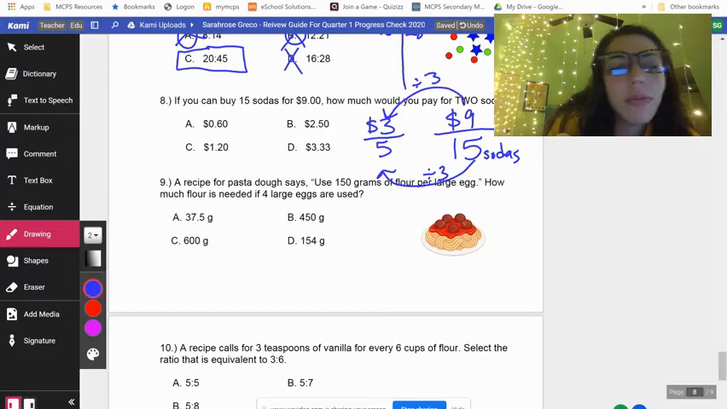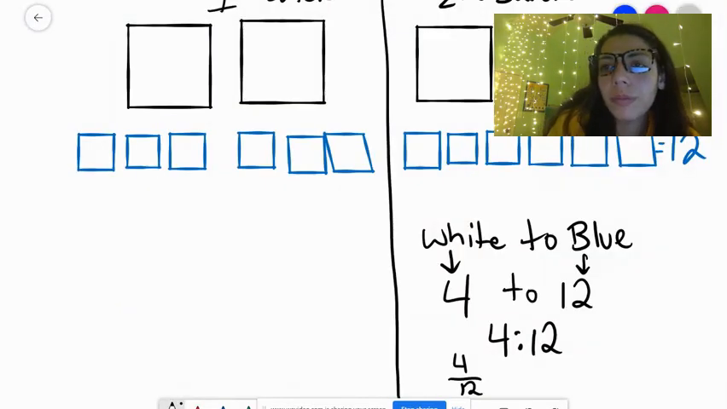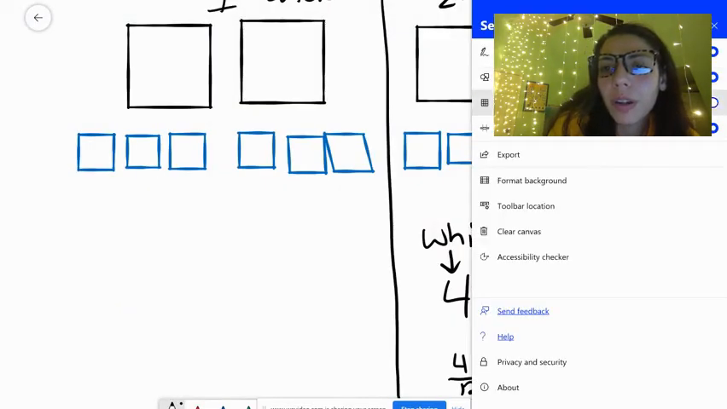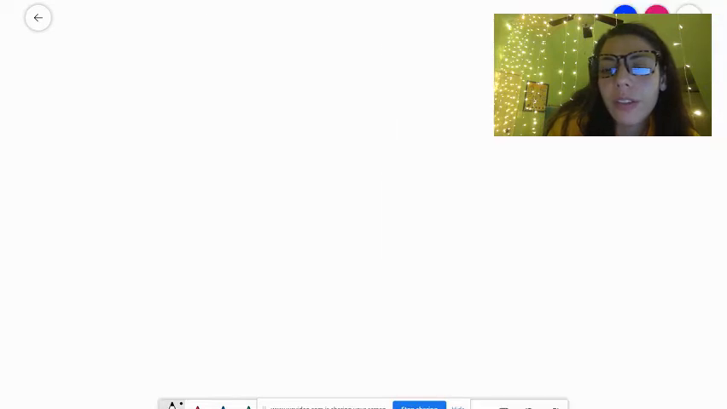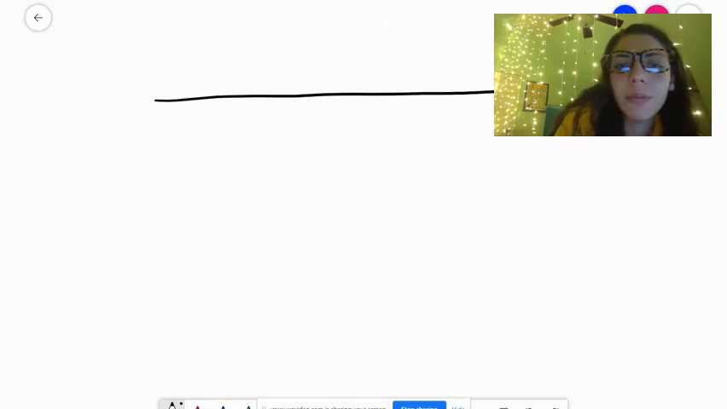So let's break it down into, let's figure out for 1 soda then. How much is 1 soda going to be? So let's keep going. I'm actually going to redo this on another paper, so I need more room. Board, canvas. Okay, so we can make a table.